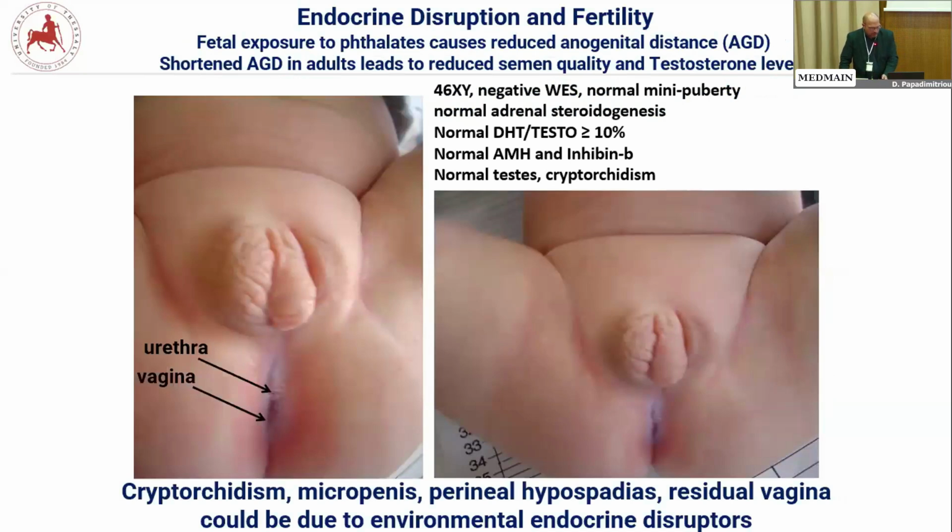So this could be an example of endocrine disruption. Here you can see a newborn which has a urethra, has a residual vagina, has a small but normal penis, has cryptorchidism on one side. He is 46XY, WS negative. He has normal mini-puberty, normal adrenal steroidogenesis, normal transformation of testosterone to DHT, normal function of the testis, and normal appearance and biopsy of the testis. So there is no apparent reason for this. And one reason could be the endocrine disruption.